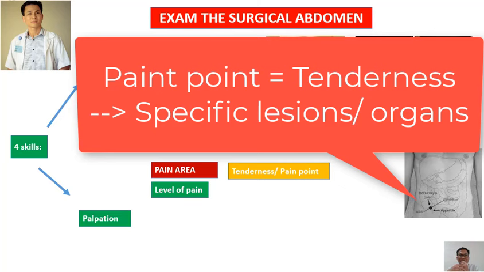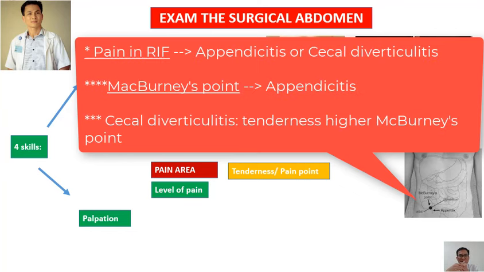We can locate specific lesions by locating the pain point and tenderness. For instance, in the right lower quadrant, Marconi point is a classic indicator of acute appendicitis. However, it's important to note that in cases like cecal diverticulitis or cecal inflammation, a painful area is the right iliac fossa, but a tenderness or pain point might be more pronounced or higher than the Marconi point.